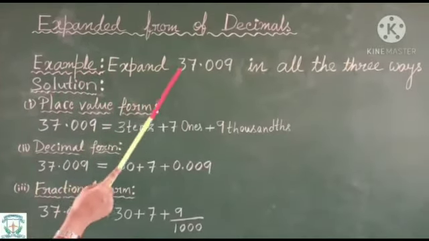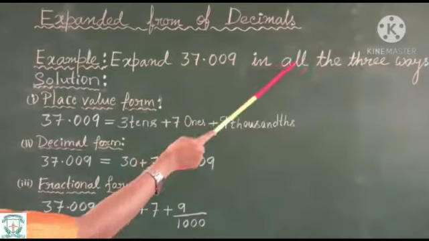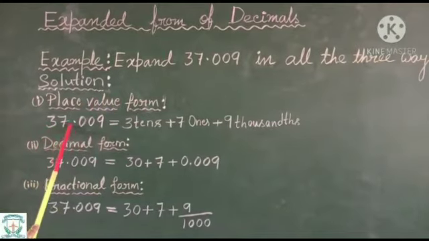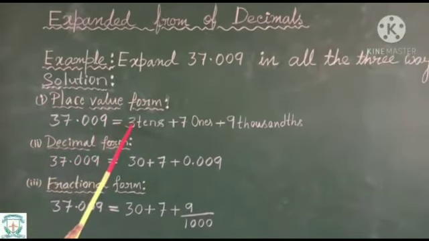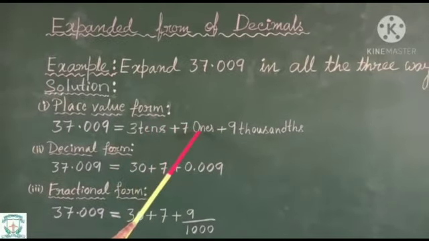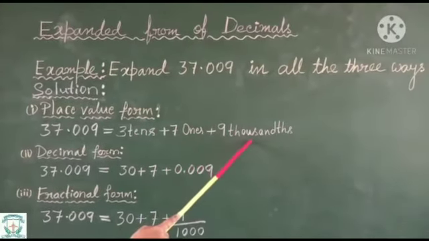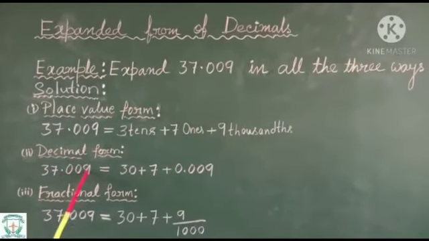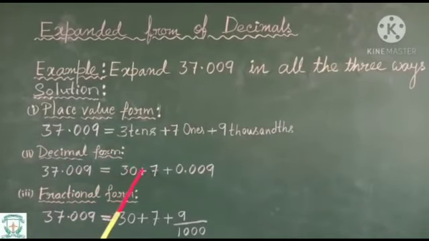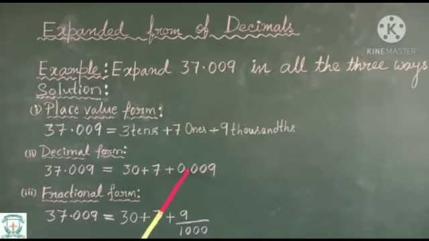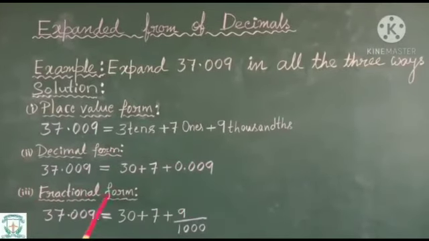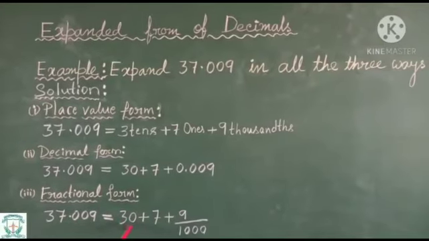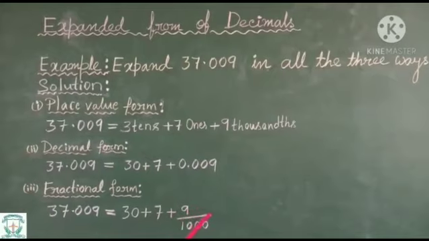Expand 37.009 in all the three ways. In place value form, 37.009 can be written as 3 tens plus 7 ones plus 9 thousandths. In decimal form, 37.009 can be written as 30 plus 7 plus 0.009. In fractional form, 37.009 can be written as 30 plus 7 plus 9 by 1000.